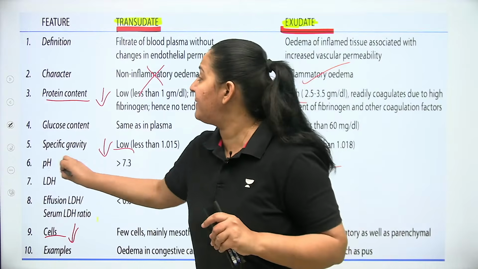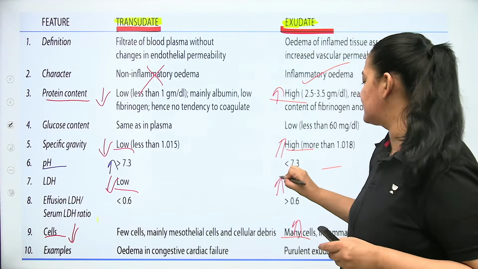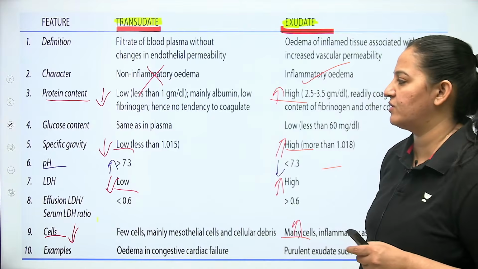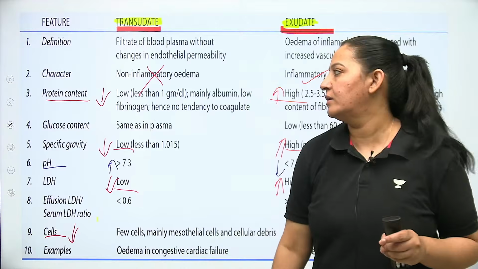See the pH. The pH of transudate is more. It is more than 7.3 and the pH of exudate is less. That is the one thing you have to take into consideration. It is the only thing which is more in transudate. Rest all things are less. The pH is more here. You got my point?